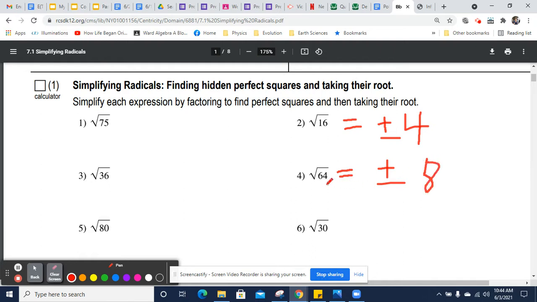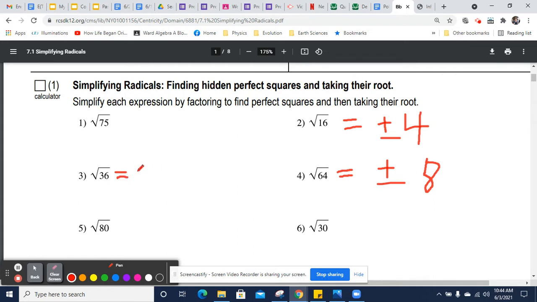8 times 8 is 64. 4 times 4 is 16. Also, negative 8 times negative 8 cancels out the negatives and gets you to 64 as well. Same with negative 4 times negative 4. See if you can figure out the square root of 36 on your own. Pause the video and then see what I come up with.